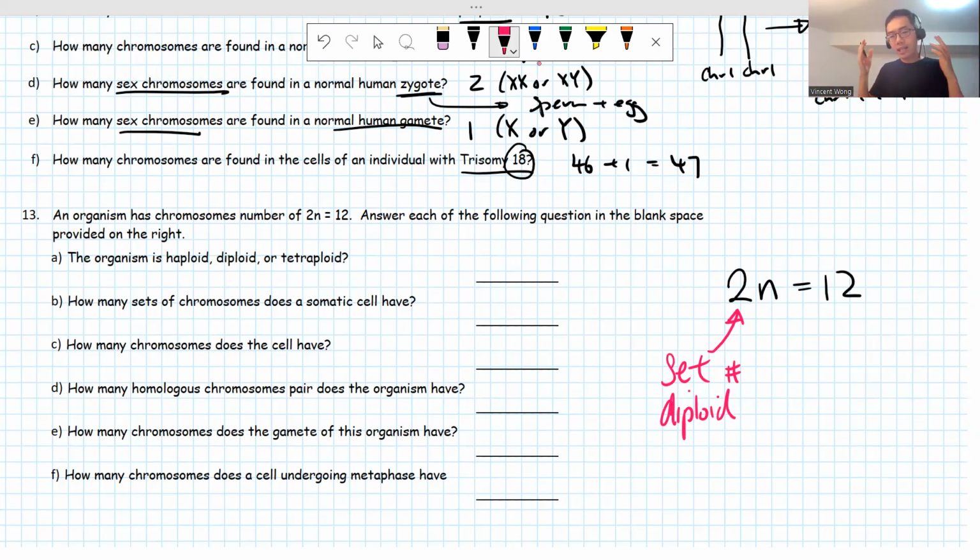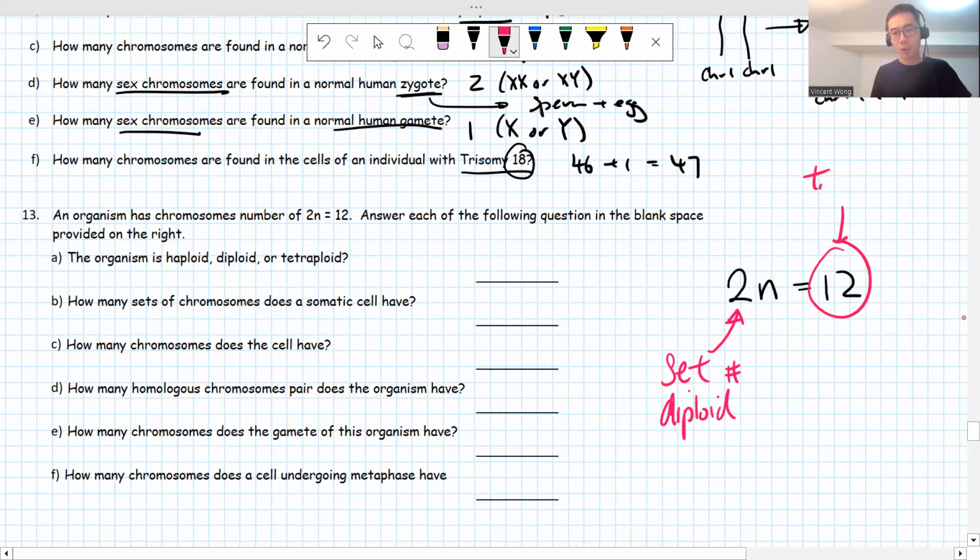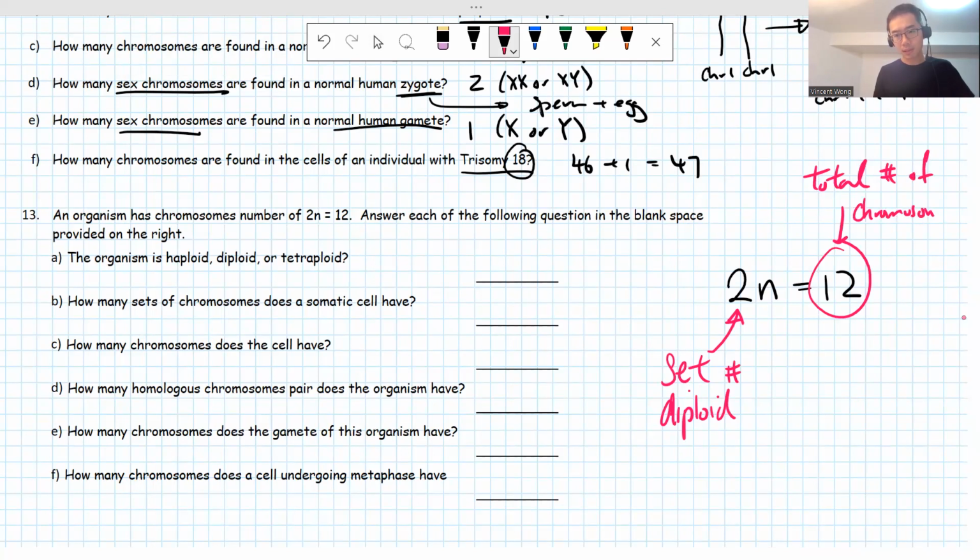Remember, only an even number of sets of chromosomes allows meiosis to take place. So 2n, 4n, 6n. If it's an odd number of sets, then the organism cannot undergo meiosis. This here is the total number of chromosomes, and n is the number of chromosomes per set.